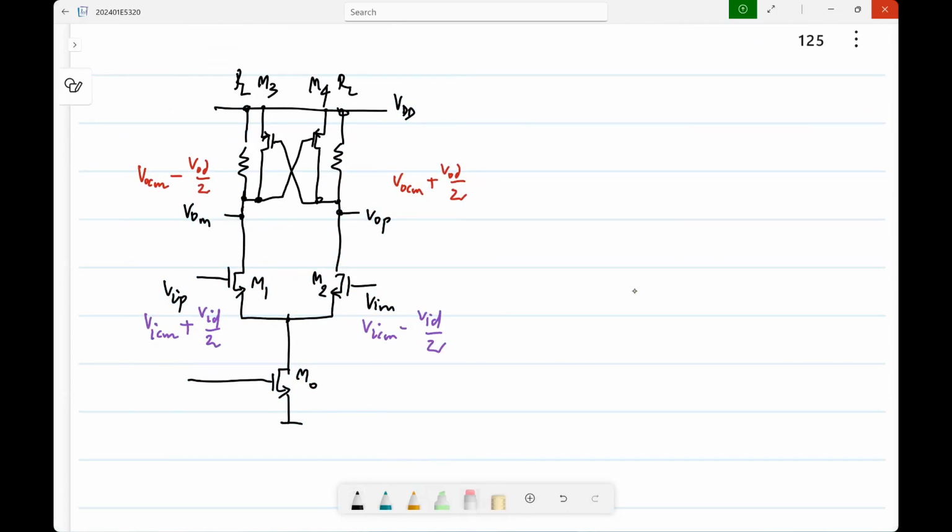Let's assume that there is enough voltage across the source gate to keep them on, right? To have them to be on. Is that okay? So now how would you go about doing this? Please draw the common mode and differential half circuits first of this one.